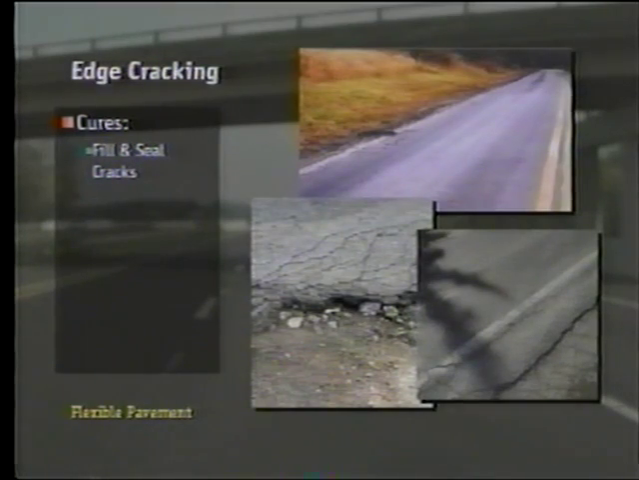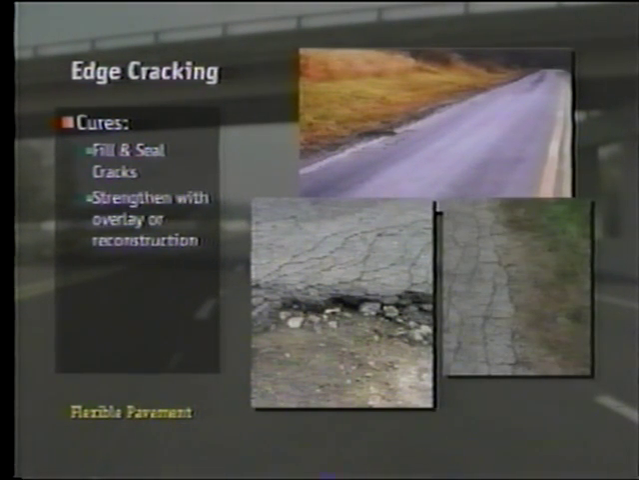To slow down edge cracking, you'll need to fill and seal the cracks. Multiple cracks may indicate a need for strengthening with an overlay or reconstruction. Widening of the lane to keep the load away from the edge or providing stable shoulders may be necessary.